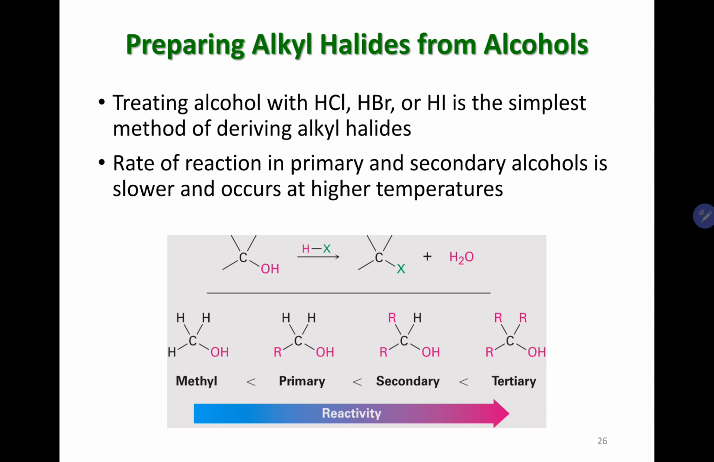The simplest method to make alkyl halides using alcohols is to treat alcohols with a strong acid such as HCl, HBr or HI. So the simplest way to synthesize alkyl halides using alcohols is to treat alcohols with a protic acid such as HCl, HBr or HI. Okay, but here's the thing. This reaction is very simple. The OH group will be replaced by the halogen from the acid. So this looks very simple.